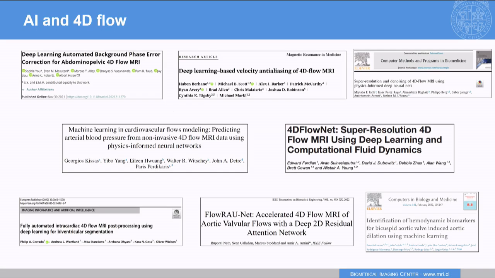So for the last part of my presentation, I would like to talk a little bit about the application of AI and 4D flow. And as you can see in these slides, there has already been some research about the application of AI and 4D flow. I don't have much time to go into the details of any of them, but as you can see here, there are some deep learning methods for automated background phase error correction, velocity anti-aliasing, super resolution of 4D flow data, and many other things. But I would really like to highlight one specific topic and one specific issue.